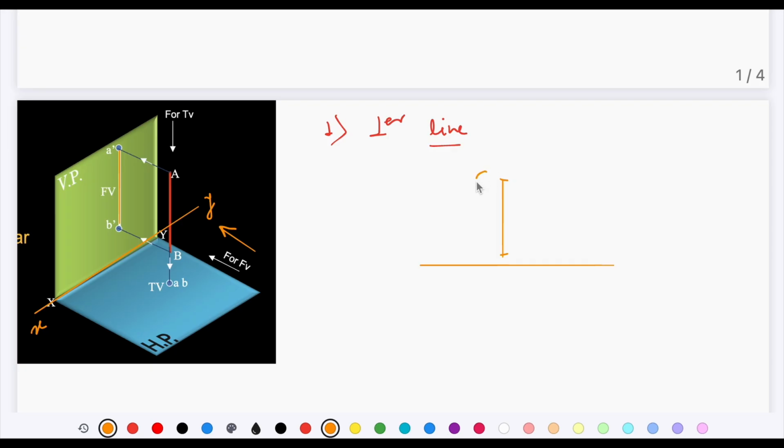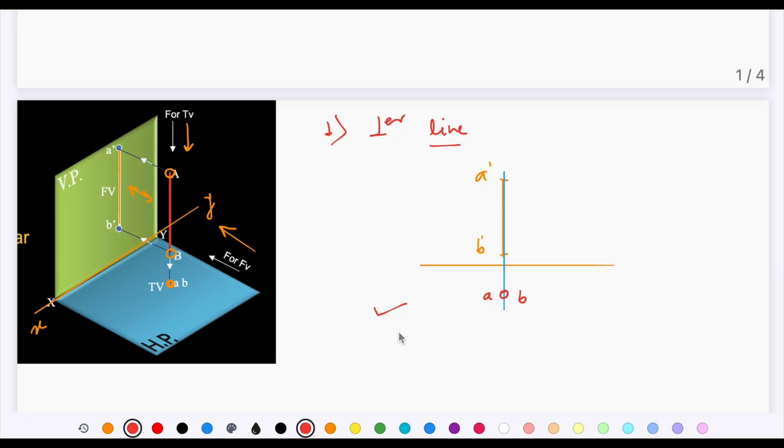Let's say this is a dash and this is b dash, and when you draw its top view, that is when you look at the line from the top direction, this point A and point B are going to be projected at the same location. Whatever distance the line has with respect to the vertical plane, the same distance has to be considered from the xy line, and at that distance you will get the top view of the line AB. So this is going to be the projection of the line when the line is perpendicular to HP and parallel to VP.